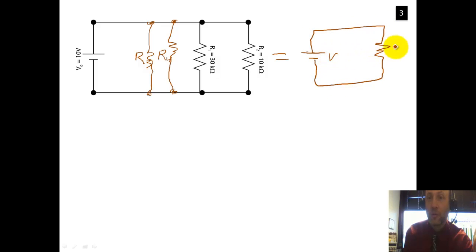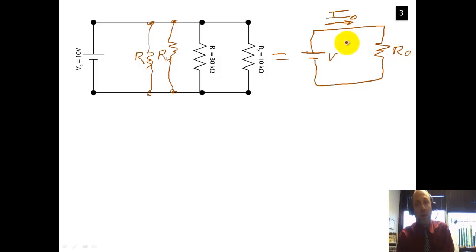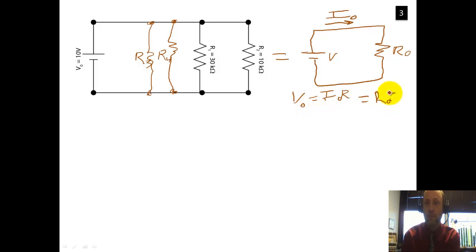We've got the same voltage source. In this case, we've got R naught. We want to know what R naught would equal. Well, we just calculated the current, right? That was our I naught in that last example. And we know through Ohm's law that V equals I R. So it's the same for that. We know that R naught has got to equal V naught over I naught. So what is I naught?